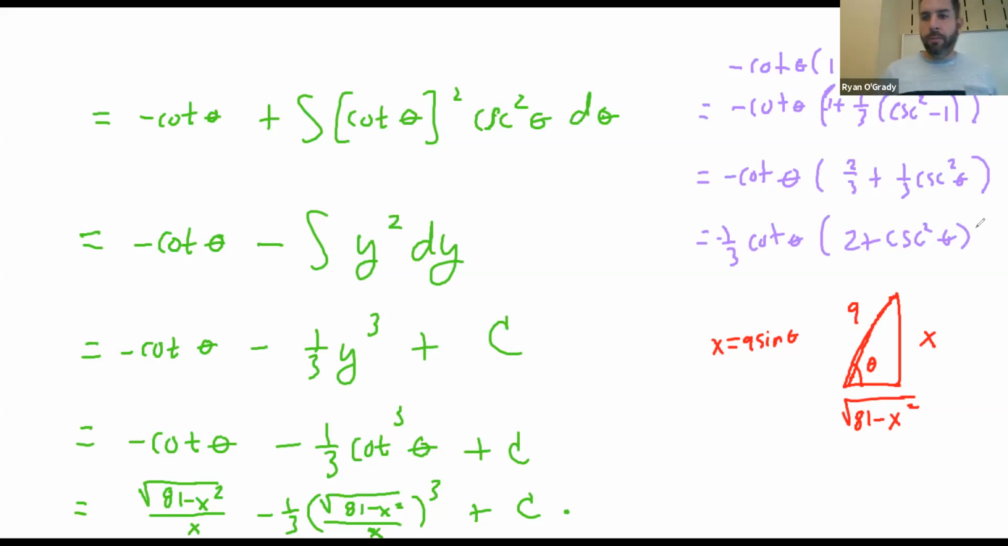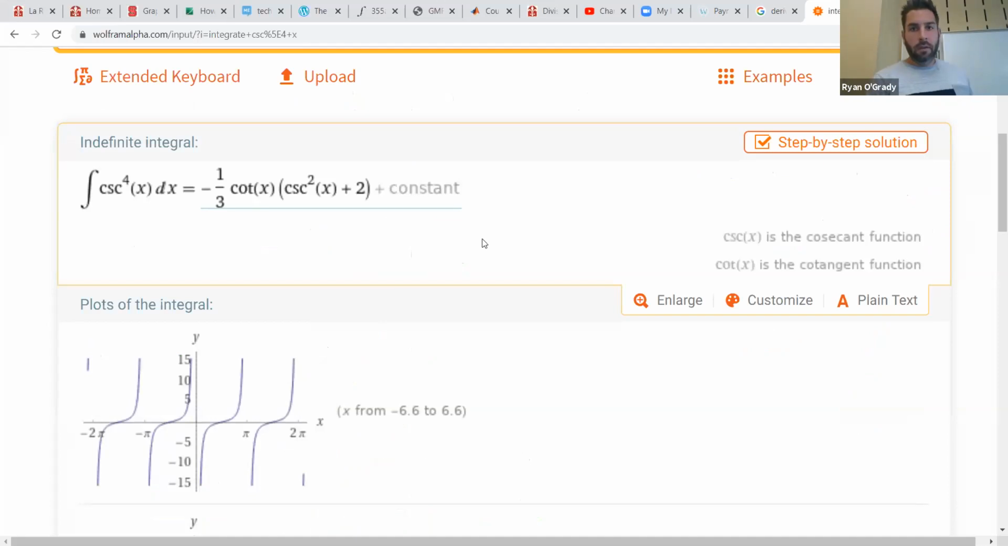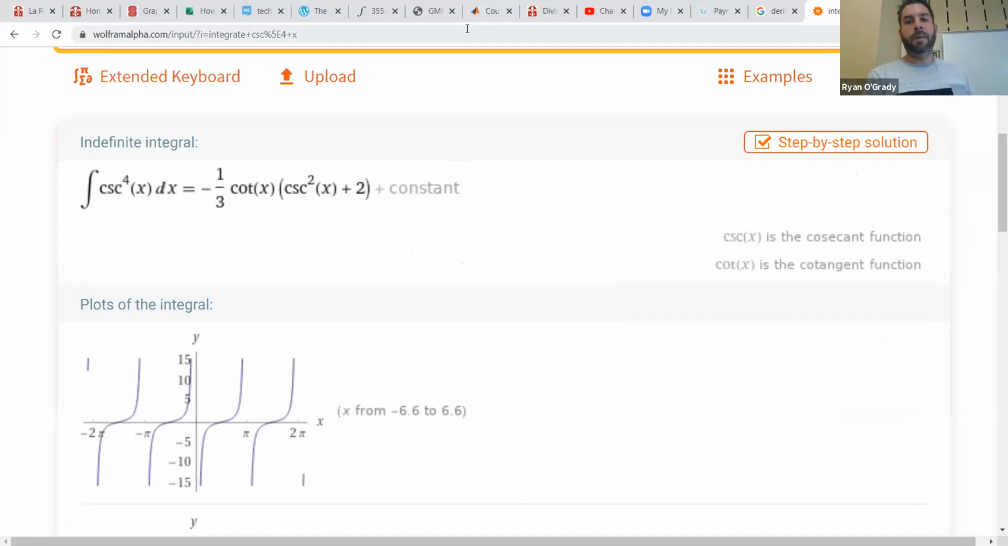We better double check before you fire me. Everybody ready? Let's get a drum roll. Is this what Wolfram had? Minus 1/3 cotangent times the quantity 2 plus cosecant. Dun, dun, dun, dun, dun, dun, dun. Oh, thank God. Oh, yes. Whew. I would have had to fire myself.